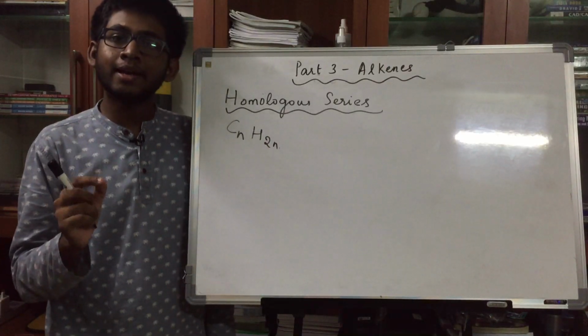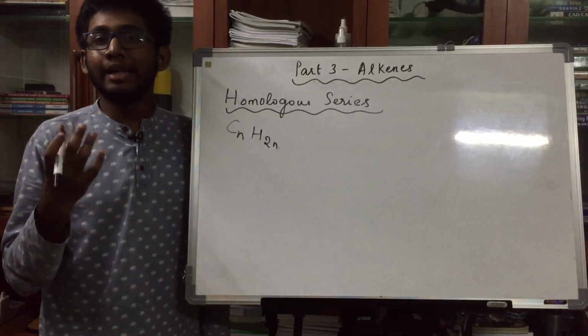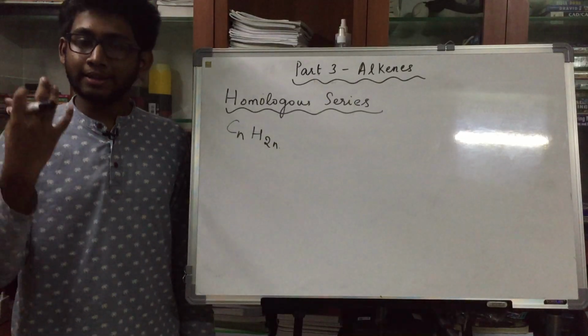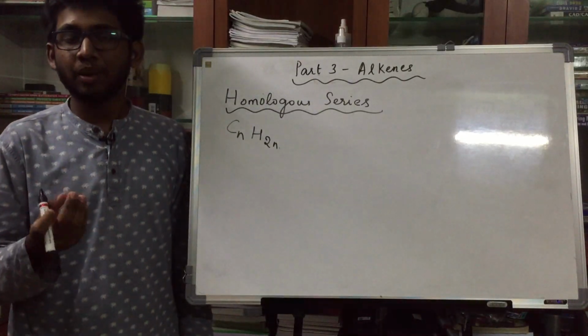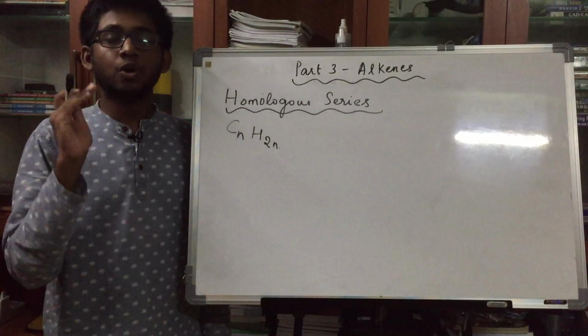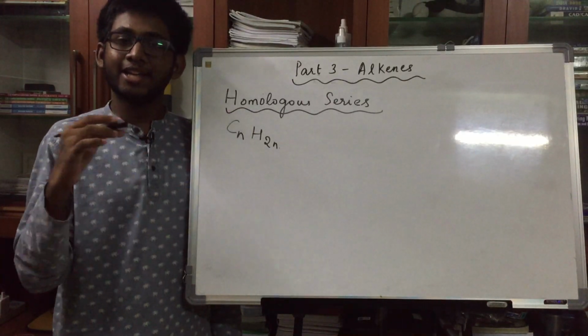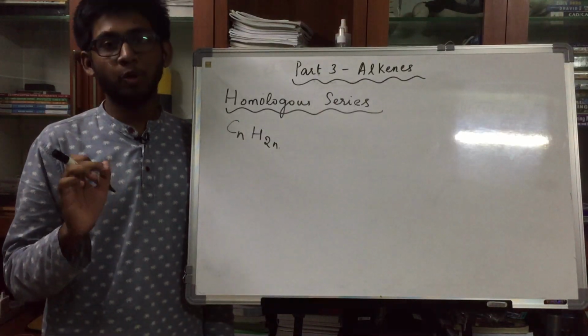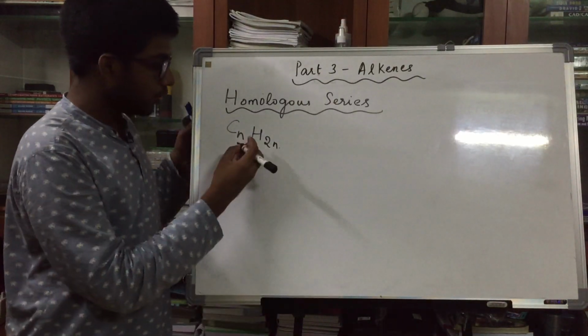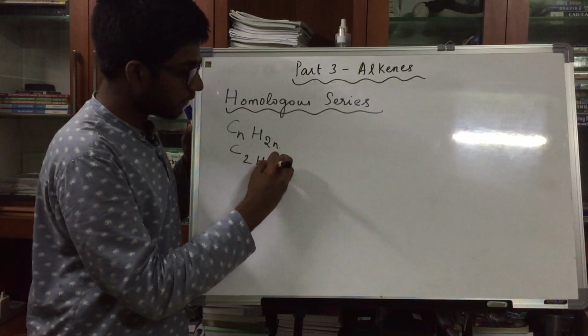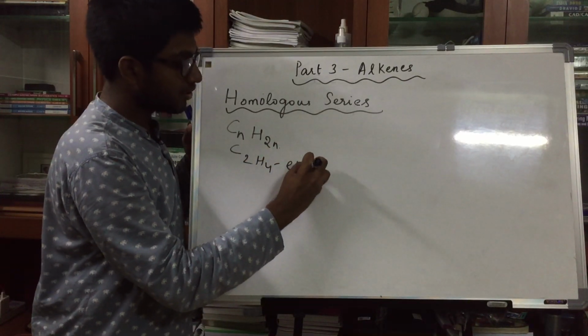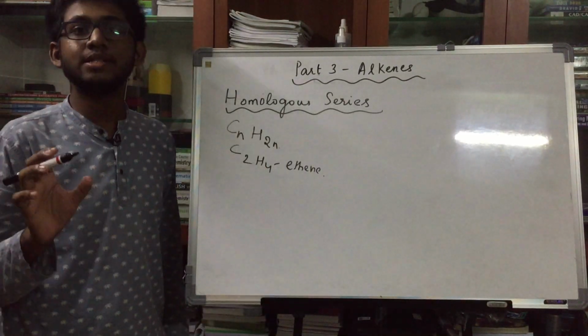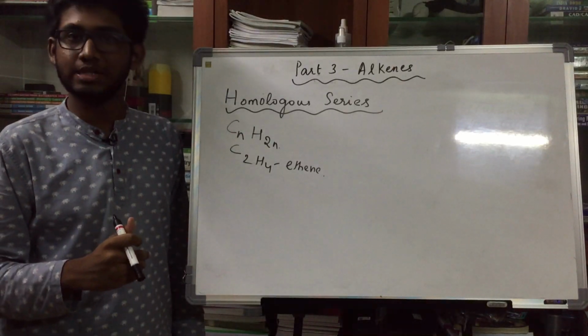It is just in alkanes where you substitute n as 1 and then get the first compound in the alkane series as CH4. But in alkenes, n is always at least 2. So CnH2n will give you C2H4, which is the first compound in your alkene series. So it will be C2H4. This is known as ethene. This is very unique because this is the first compound in your alkenes homologous series.